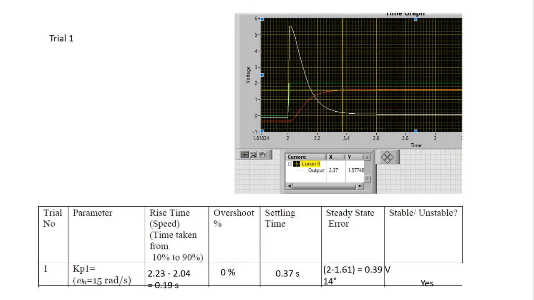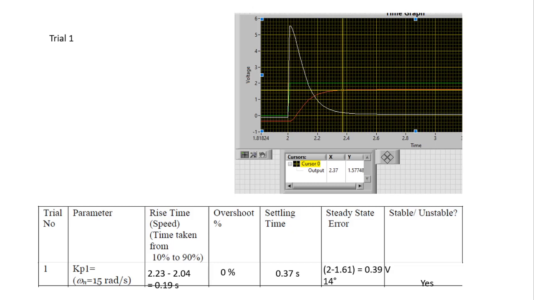So trial one. This is just a screenshot of the previous page, just the relevant bit. This is to show you this value right there. It's being read as 2.37 and 1.5774. I believe it. It's better than me zooming in and reading it myself.